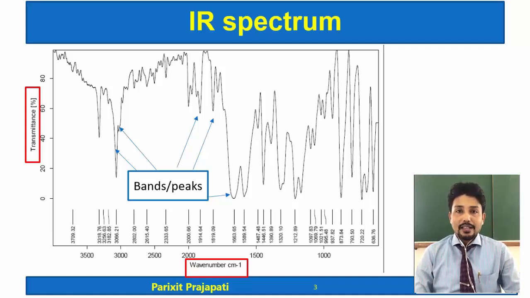Now, this is an example of IR spectrum in which on the y-axis there is percentage transmission and on the x-axis there is wave number in reciprocal of centimeter, and all the peaks or the dips, they are known as bands. So today we are going to discuss what kind of these absorption bands are observed in IR spectroscopy or in IR spectrum.